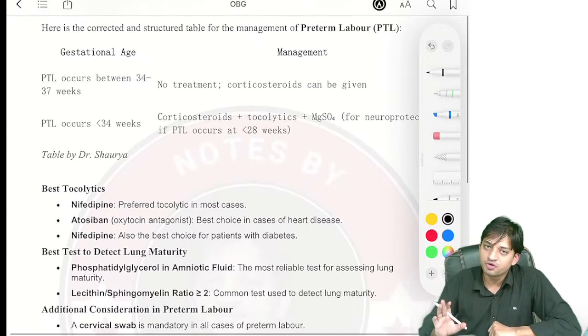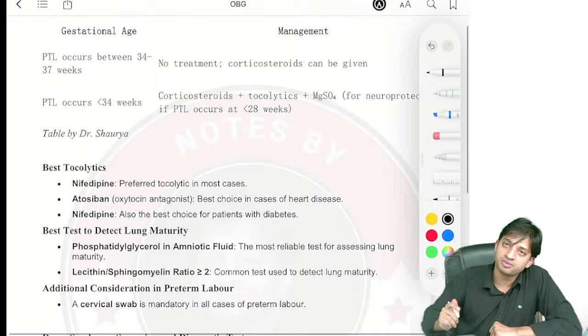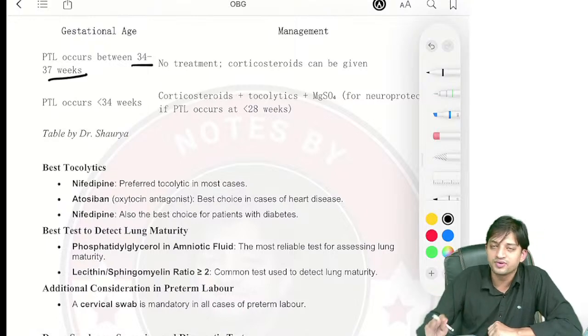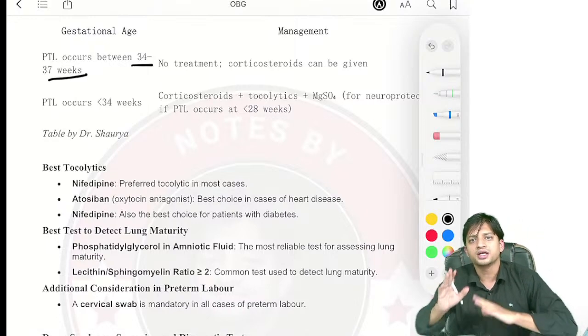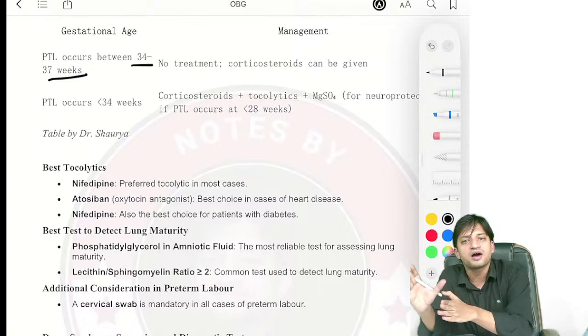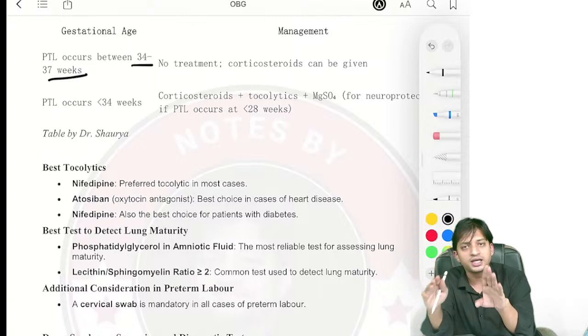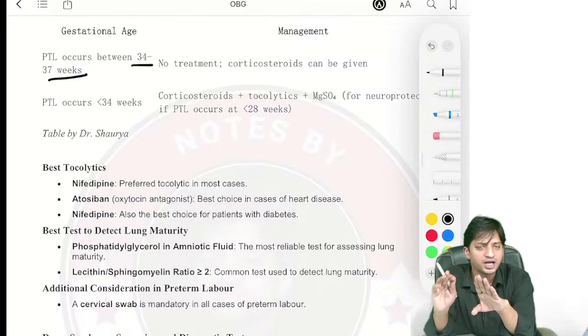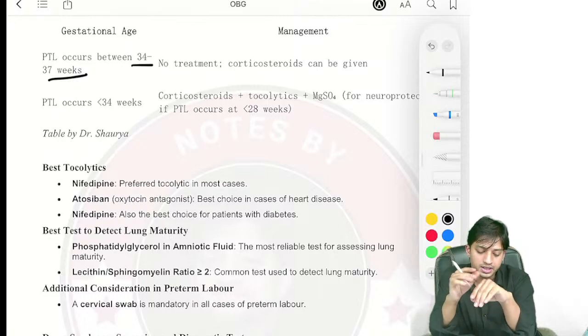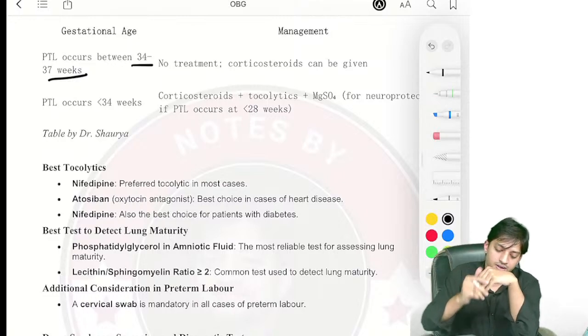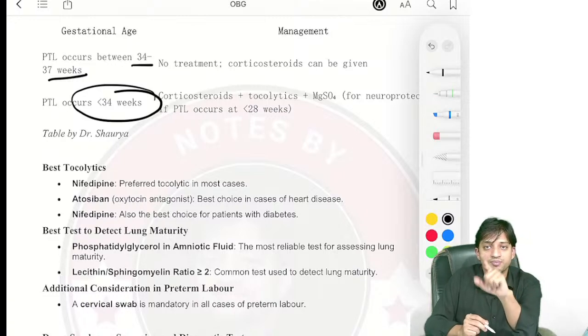Now, for the management of preterm labor, what you are going to do? If preterm labor appears between 34 and 37 weeks, no treatment is required. The fetal lung maturity has taken place after 34 weeks. No other specific treatment. You can go for delivery, right? Corticosteroids, if needed, you can give. Not necessary, not mandatory. But preterm labor, if it occurs before 34 weeks of gestation, pay attention.